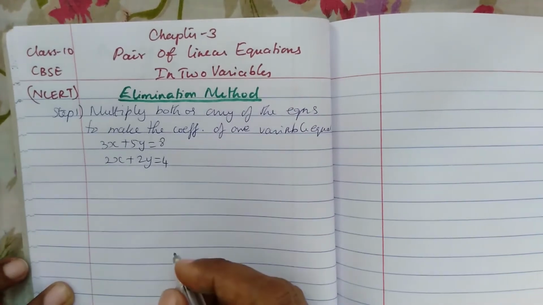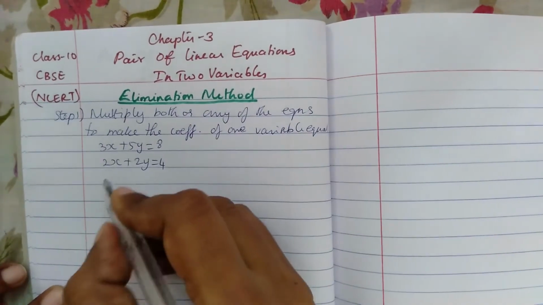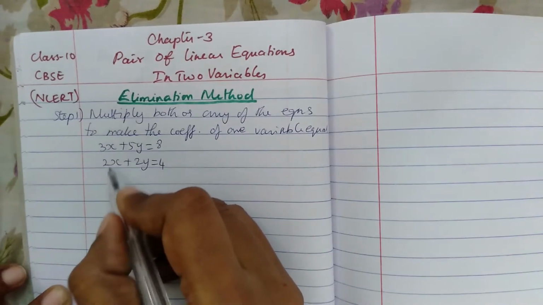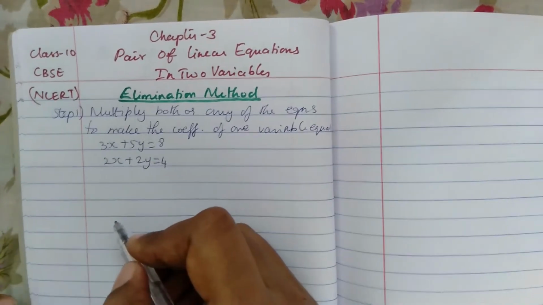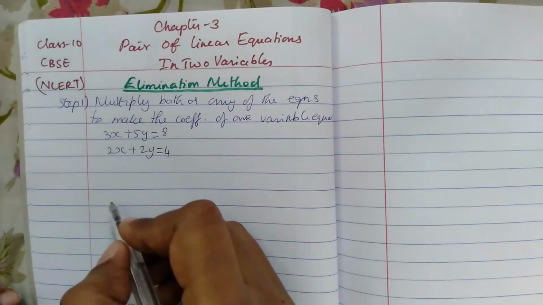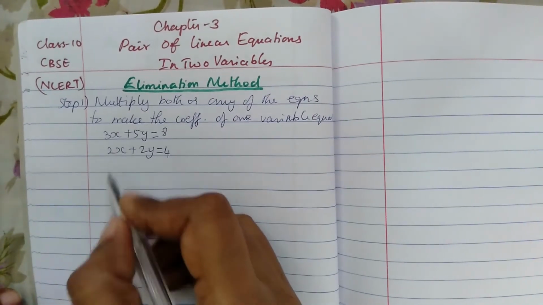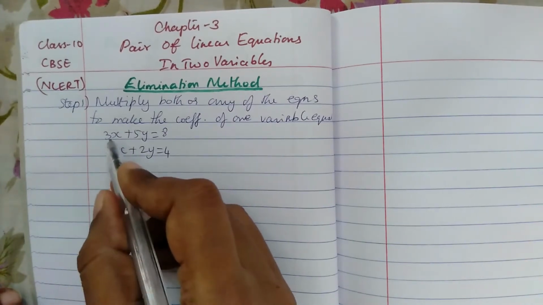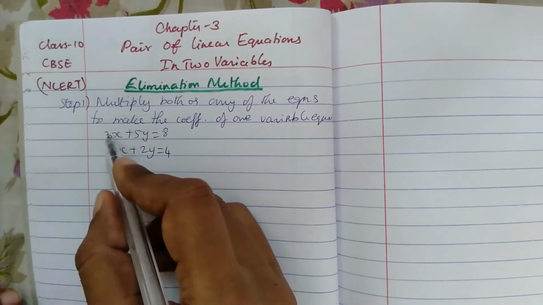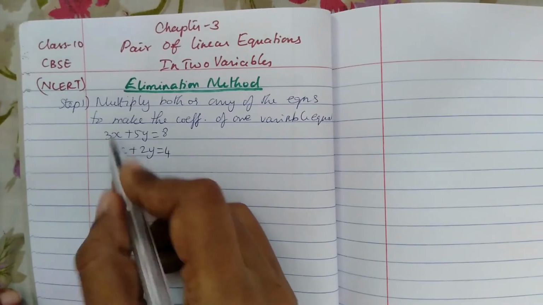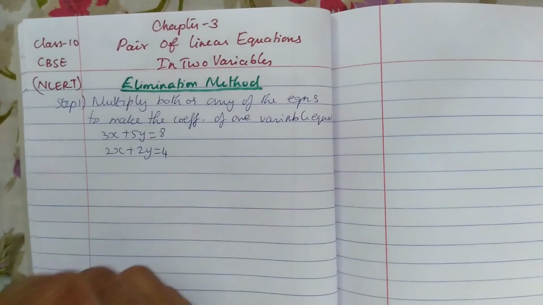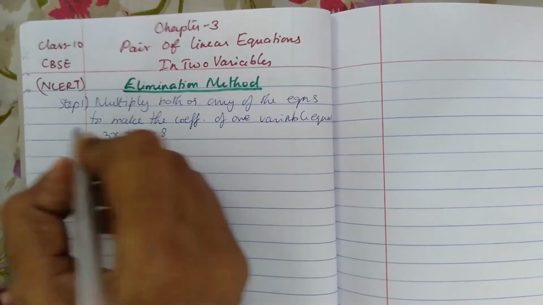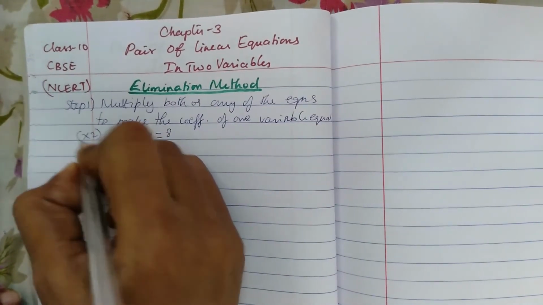Now I want to eliminate this x variable. I can do that only if the coefficients are equal. Now I have a 3 here and 2 here. How do I get this equal? I just have to multiply 3 by 2. So what would be the answer? 6. So if I get 6x here and 6x here also, then I can easily eliminate this variable. So what I need to do is I have to multiply this by 2.